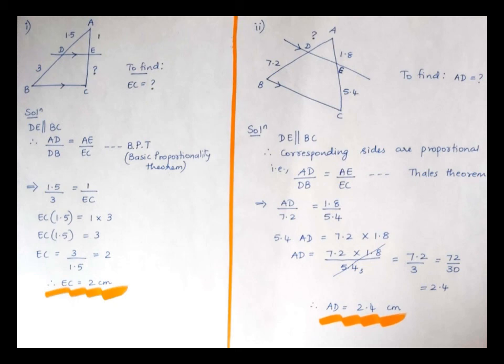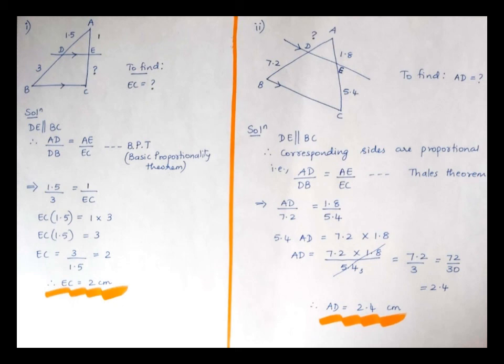Coming to the second diagram, here also DE is parallel to BC. The values of BD, EC and AE are given and they are asking you to find AD's value. So here also we are applying the Thales theorem. Thales theorem is also called basic proportionality theorem. If you apply the theorem here, the equation will be like this, that is AD divided by BD is equal to AE divided by EC.